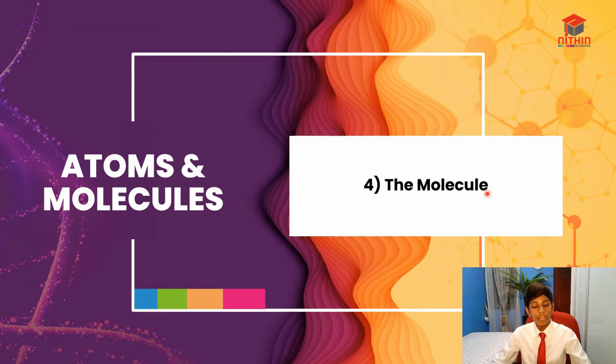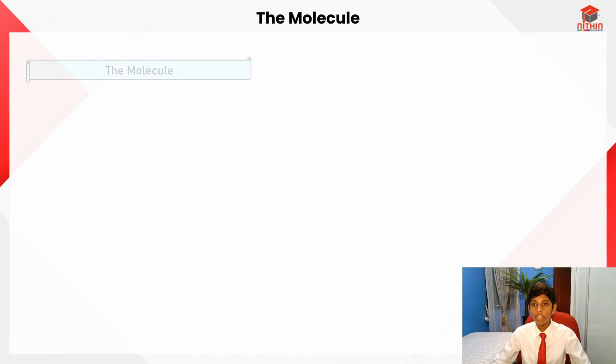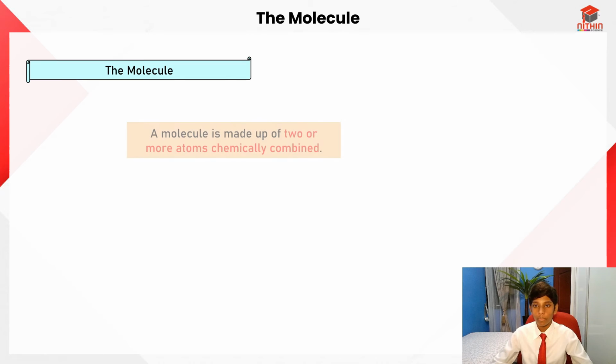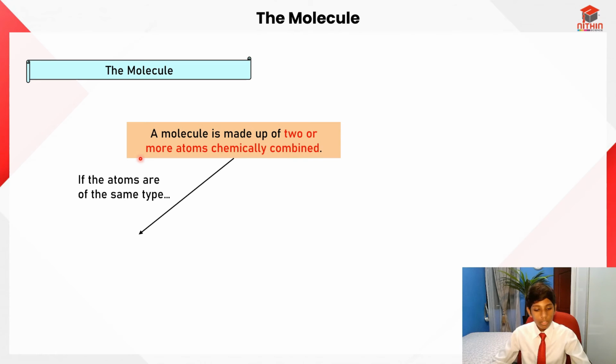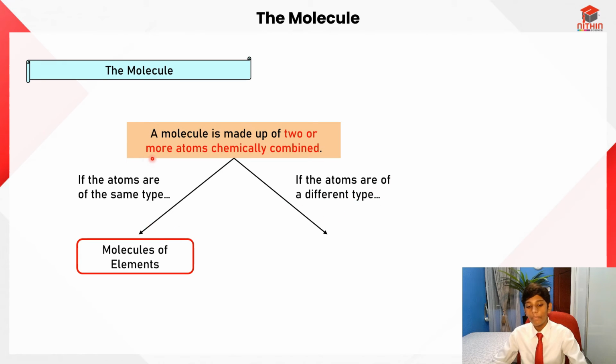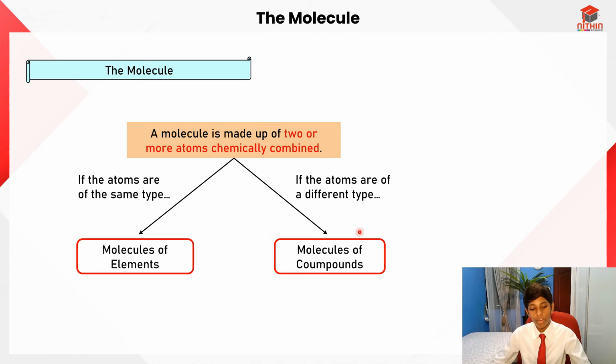Okay, next, for segment number 4 of this video, I'll be going through the molecule. This is something we haven't talked about yet. A molecule is actually made up of 2 or more atoms chemically combined. The atoms can be of the same type or of different types. If the atoms are of the same type, these are molecules of elements. But if the atoms are of different types, these are molecules of compounds.